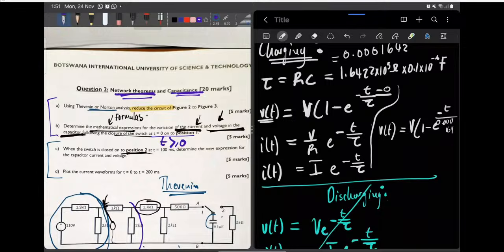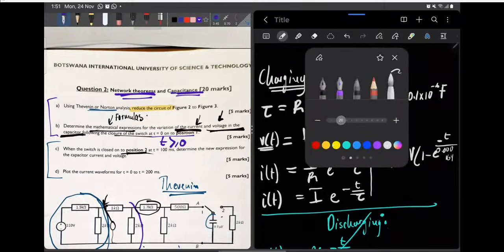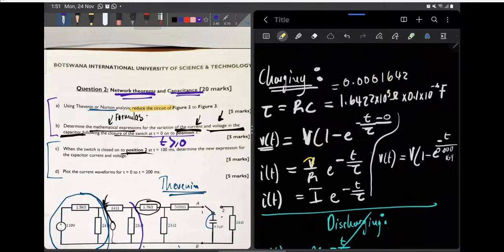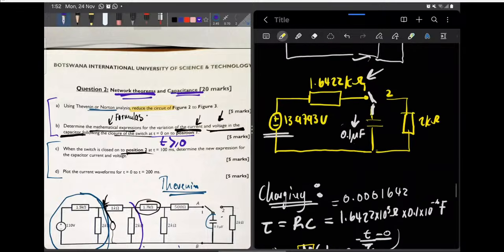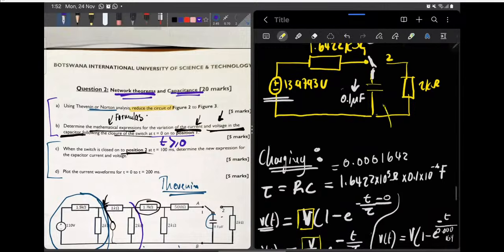And remember that here you also have V over R. This is for your i(t). This V is going to be the maximum voltage, the voltage that I'm going to have across the capacitor. That means when it's at position number 1, how much is going to come here? That is what I'm doing.